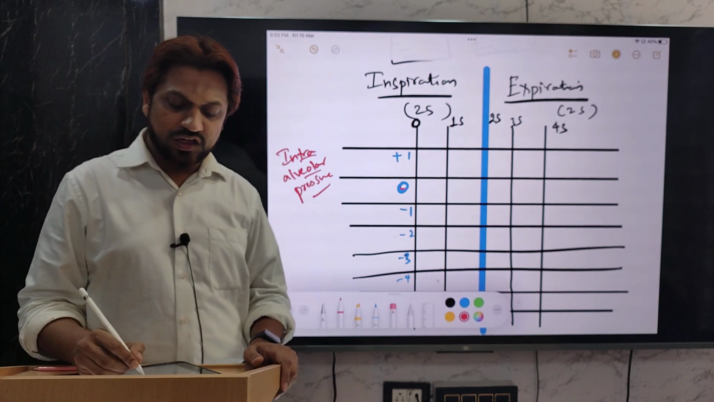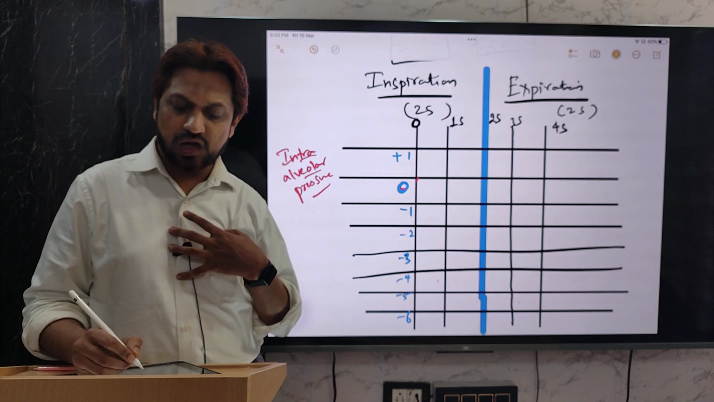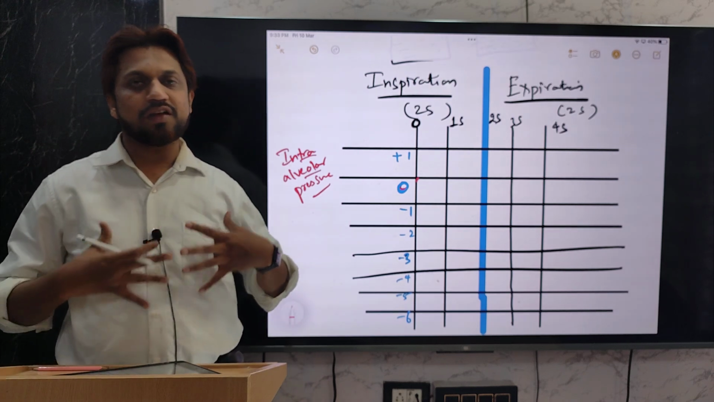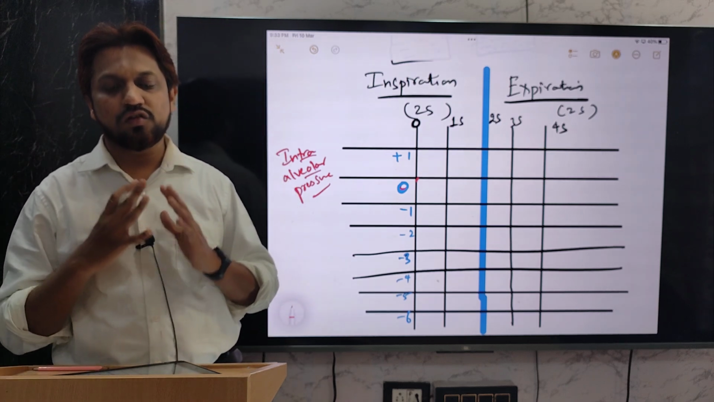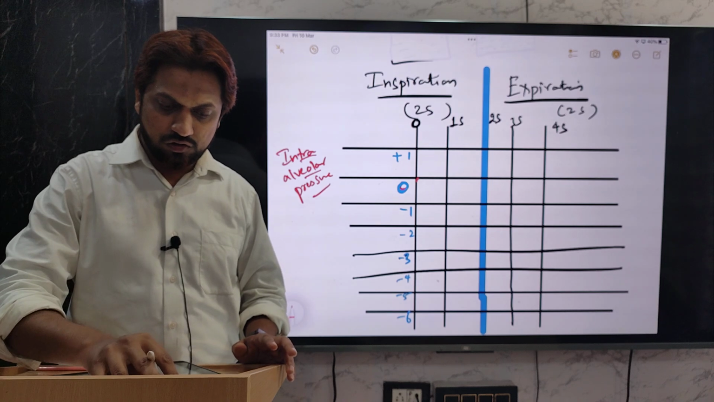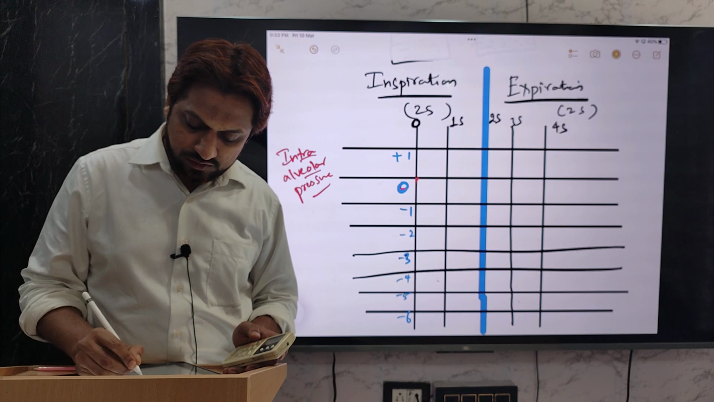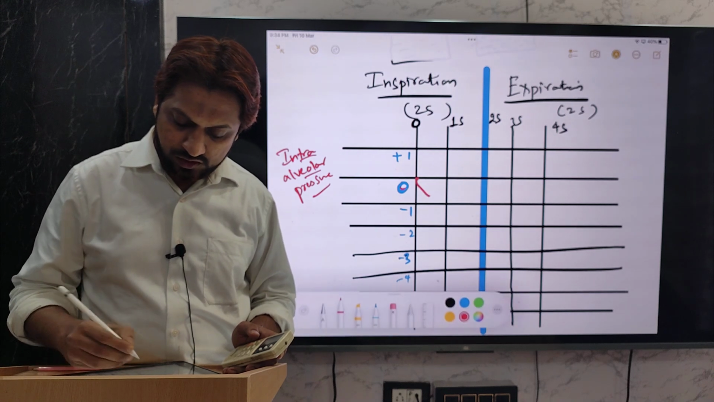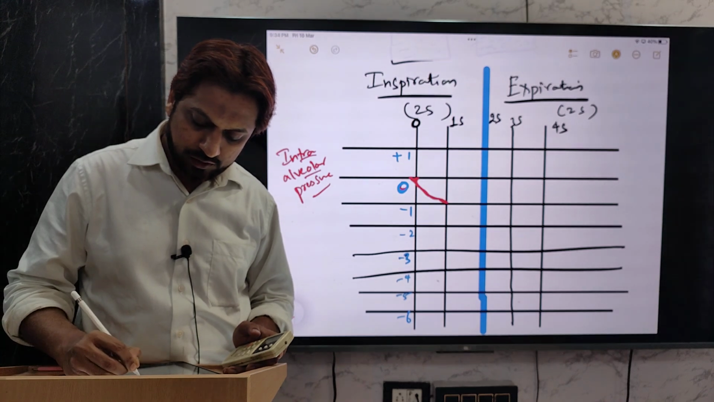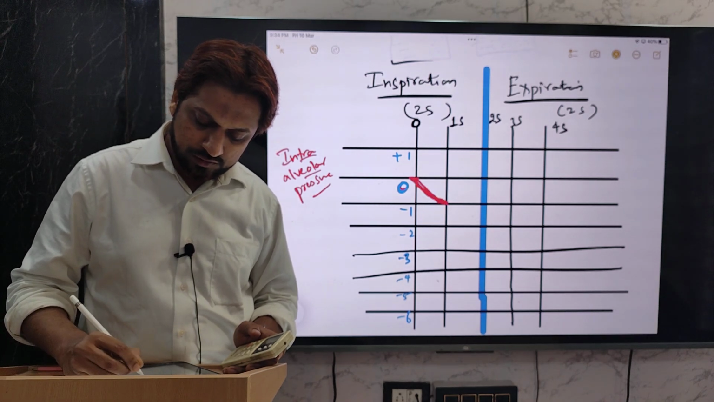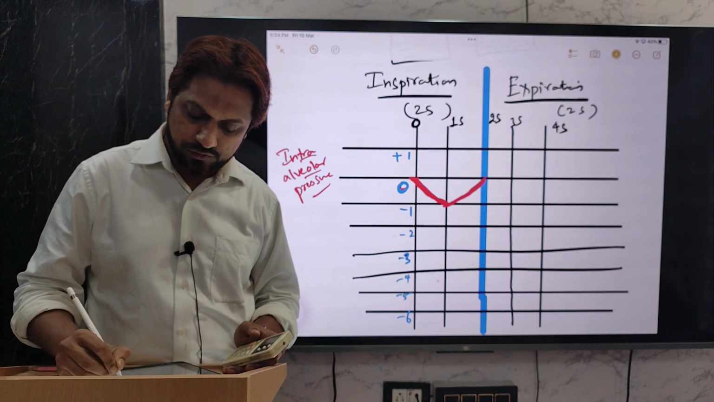So at the resting condition, before the inspiration process starts, it is at 0 millimeter of mercury, that is intraalveolar pressure. So when the contraction of the muscles takes place, there is an increase in the volume. This increase in the volume causes a decrease in the pressure. How much is the pressure decreased? It will come to -1 millimeter of mercury in mid inspiration, and at the end of inspiration again it will come back to 0.